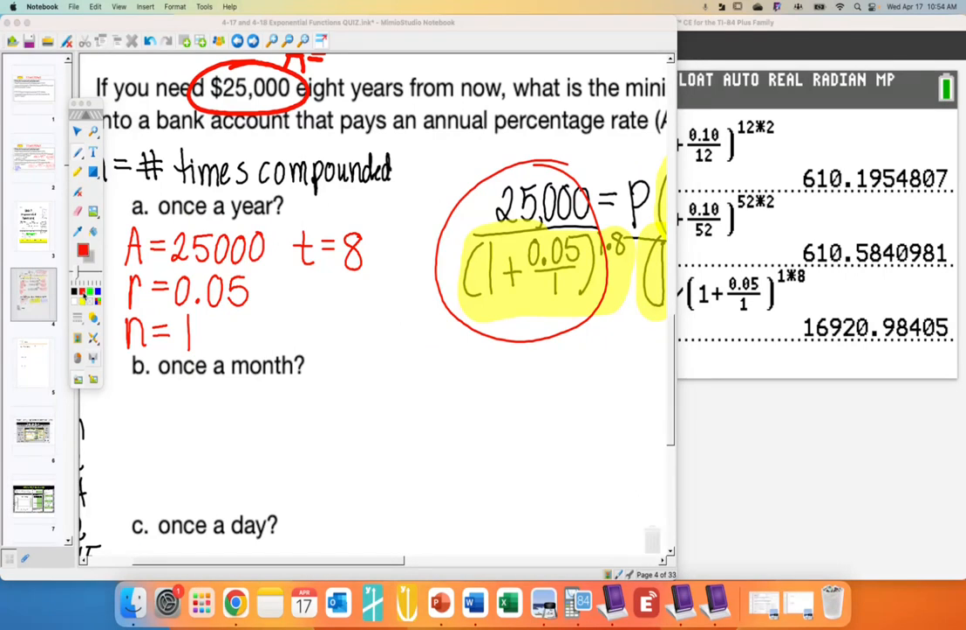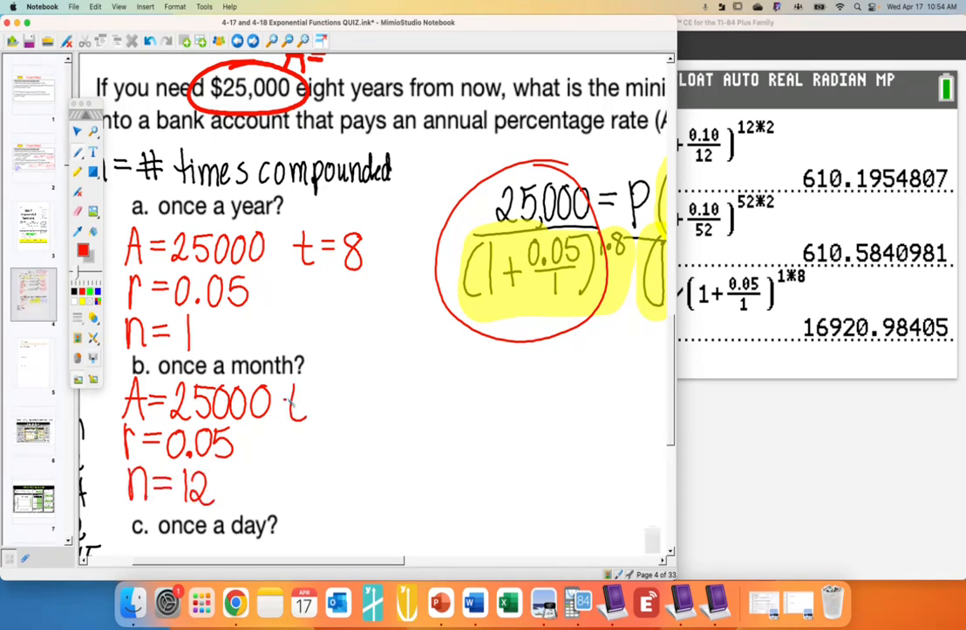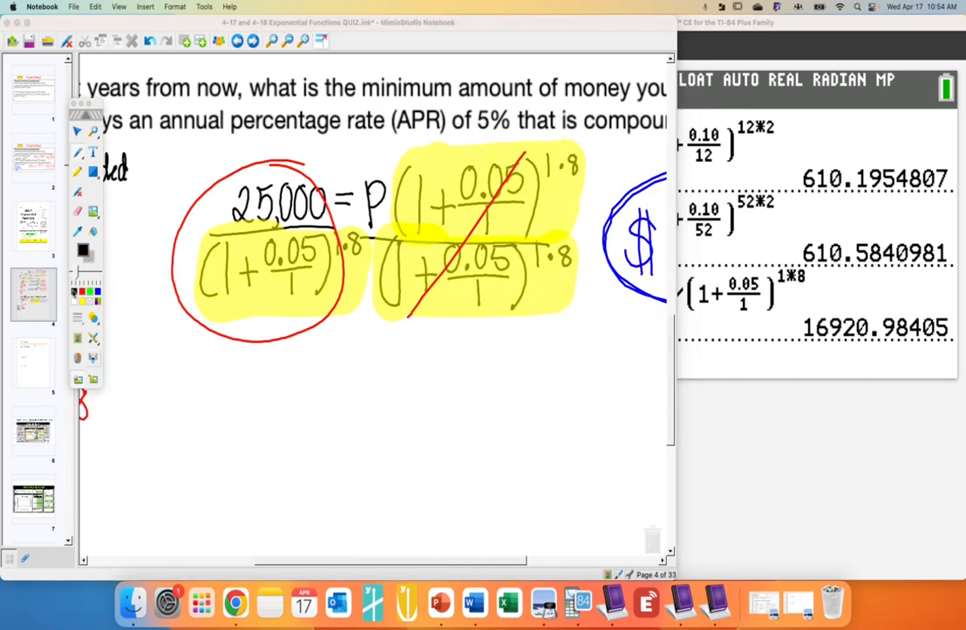I'm gonna do the next one with you, and I'm leaving you on your own. So I got the same thing. A is 25,000. Rate is 0.05. And this time n is gonna be 12, and the time is still 8. All right, 25,000.